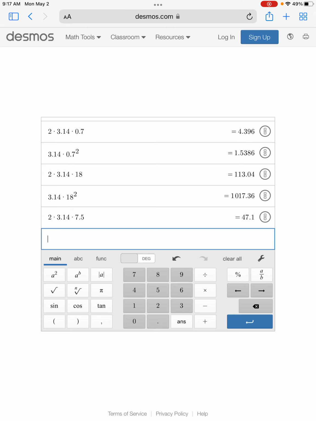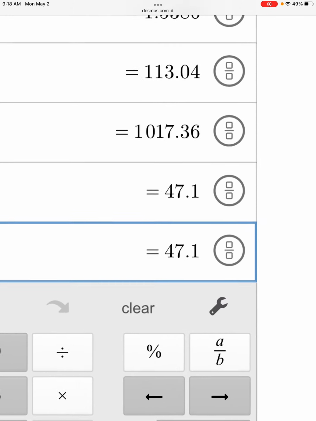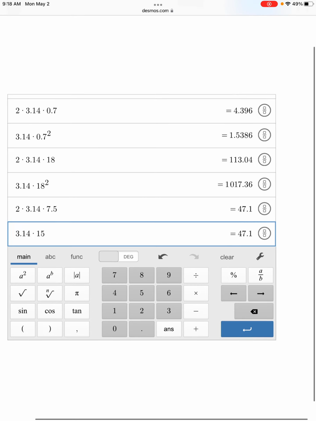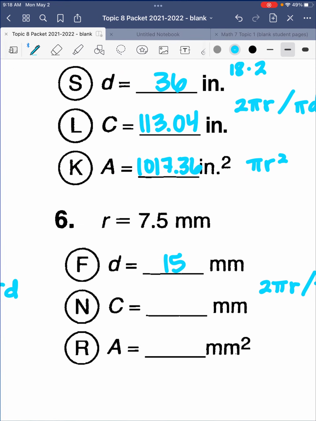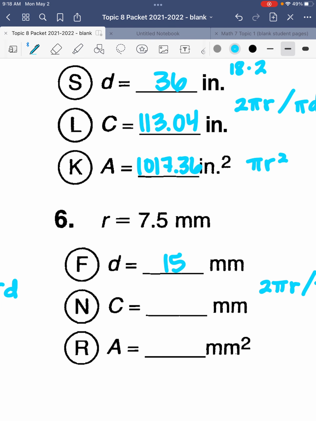I just want to prove to you that I'm going to get the same thing if I use pi times the diameter. So 3.14 times our diameter of 15, notice I get the exact same answer no matter how I put it into my calculator. So 47.1 millimeters is my circumference.